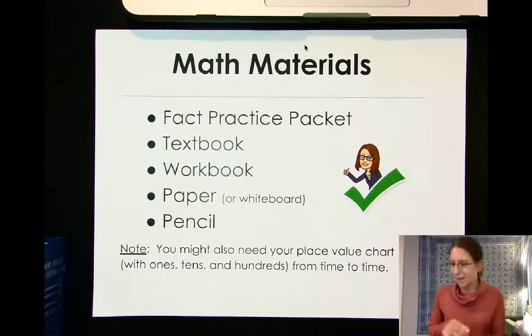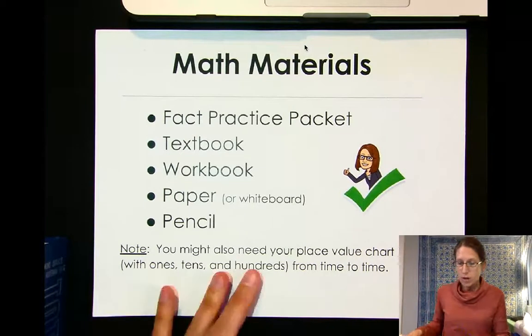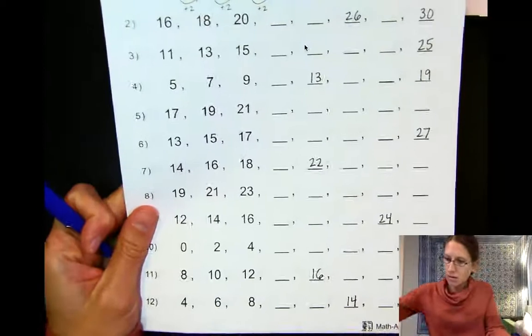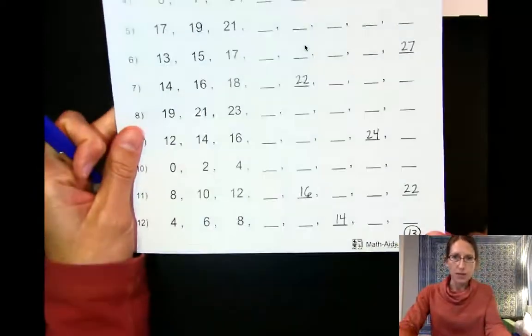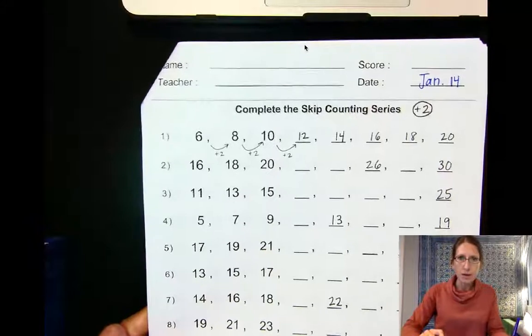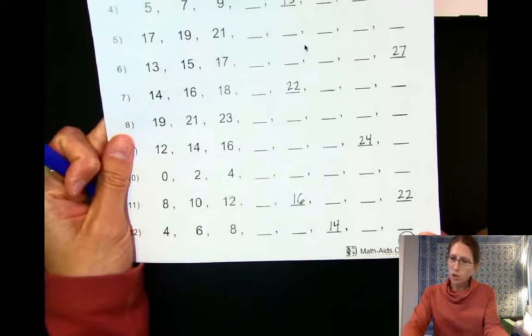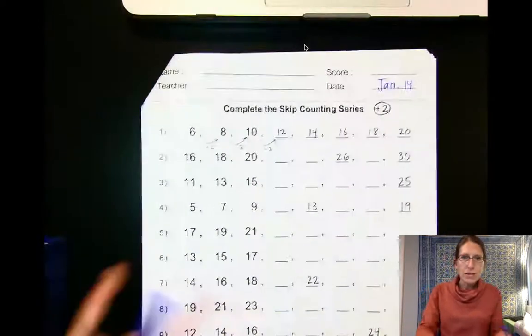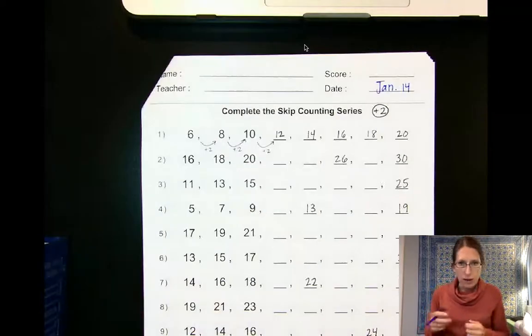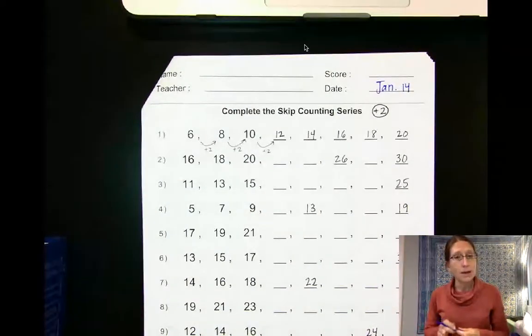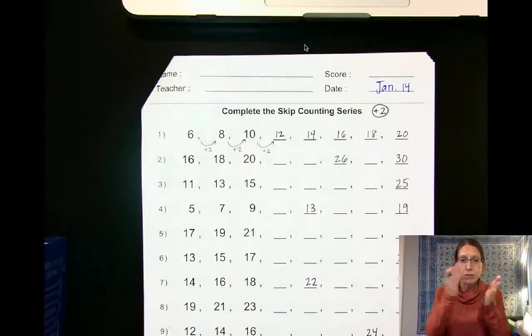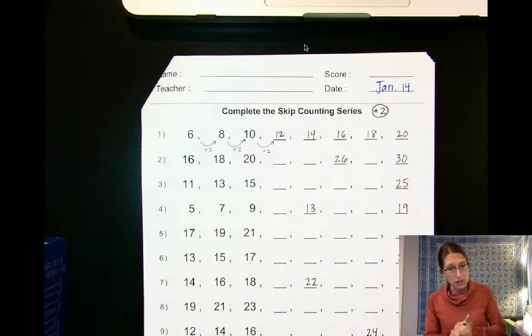Okay, all right. So today we are going to look at page 13 in our fact practice packet. It looks like this. At the top it says complete the skip counting series. So again, it's page 13. This is a little practice for us with skip counting, which really helps with multiplying and dividing, especially multiplying. But if we get pretty good at our multiplying and our skip counting, that makes division easier too.